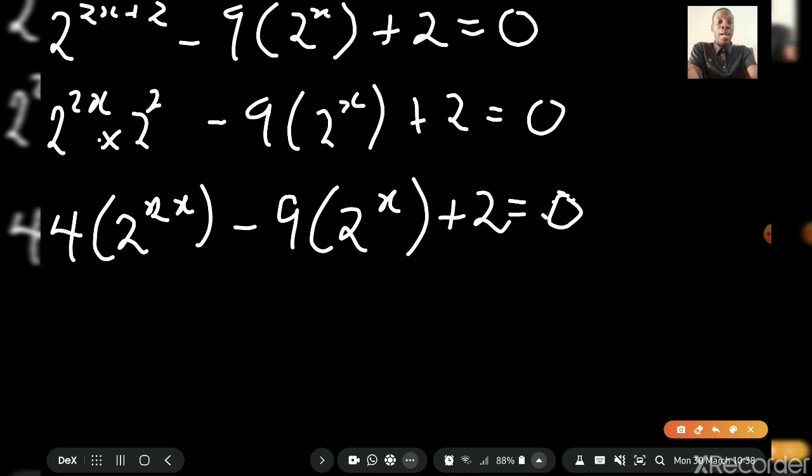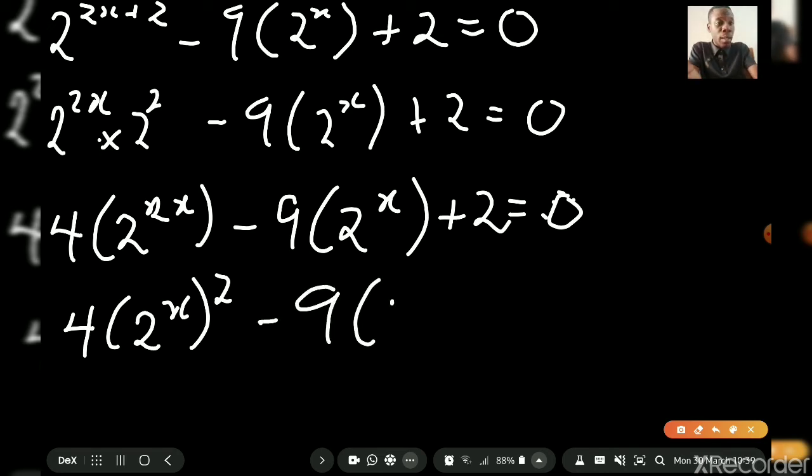Remember, we are going to rewrite this to be only 2 raised to the power x. So this is going to give us 4 into bracket 2 to the power x all to the power 2, so that the x multiplying the 2 gives us 2x, minus 9 to bracket 2 to the power x, plus 2 is equal to 0.